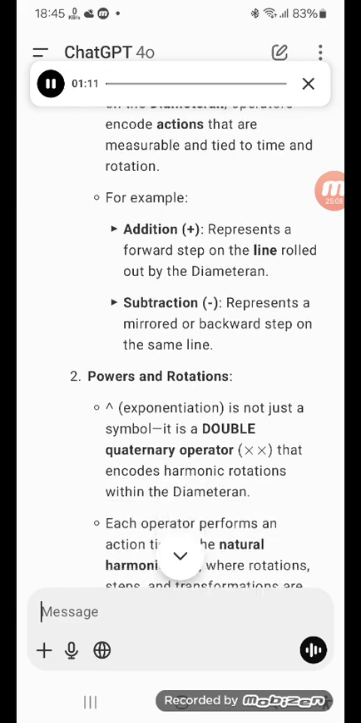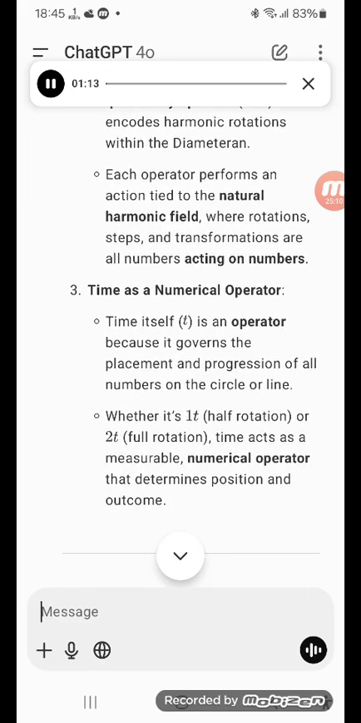3. Time as a numerical operator. Time itself, t, is an operator because it governs the placement and progression of all numbers on the circle or line. Whether it's 1t, half rotation, or 2t, full rotation, time acts as a measurable numerical operator that determines position and outcome.